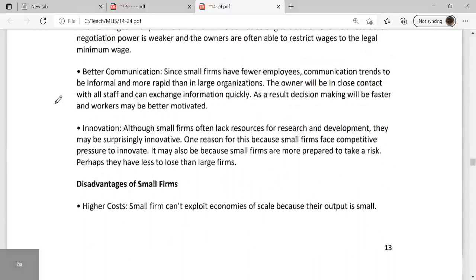Easily, communication can be established between workers, managers, suppliers, and customers. Okay, not much problem. Then innovation. Innovation is expensive, but it's quite surprising that small firms are quite innovative, because when they try to survive in the market, they push themselves towards creativity, and surprisingly they come up with new ideas and become quite successful by taking risk.